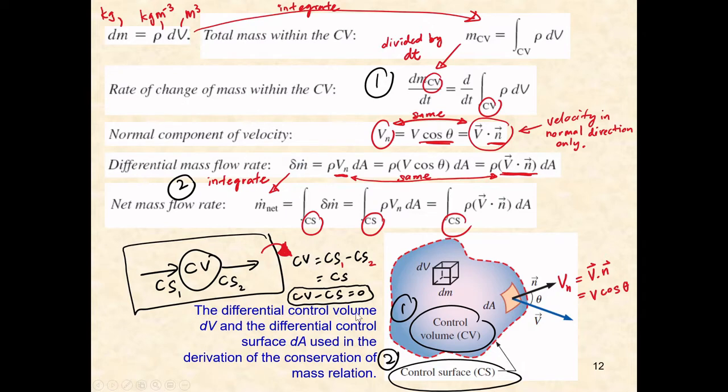So the differential control volume dV and the differential control surface dA are used in the derivation of the conservation of mass relation. That's what they are pointing to. The mathematical expression is just the way the equations are applied, but the ultimate idea is that you have a control volume, what's entering the control surface, and what is going out from the control surface.